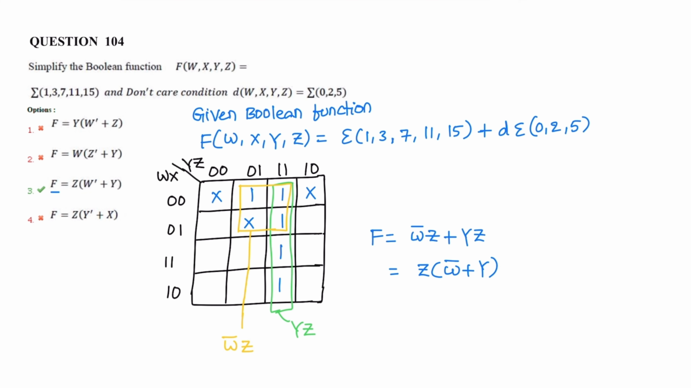Question number 104. Simplify the Boolean function f of w x y z. Variables in the function are w x y z is equal to sigma 1, 3, 7, 11 and 15, and don't care conditions are 0, 2, 5. So using K-map, this is the given Boolean function.